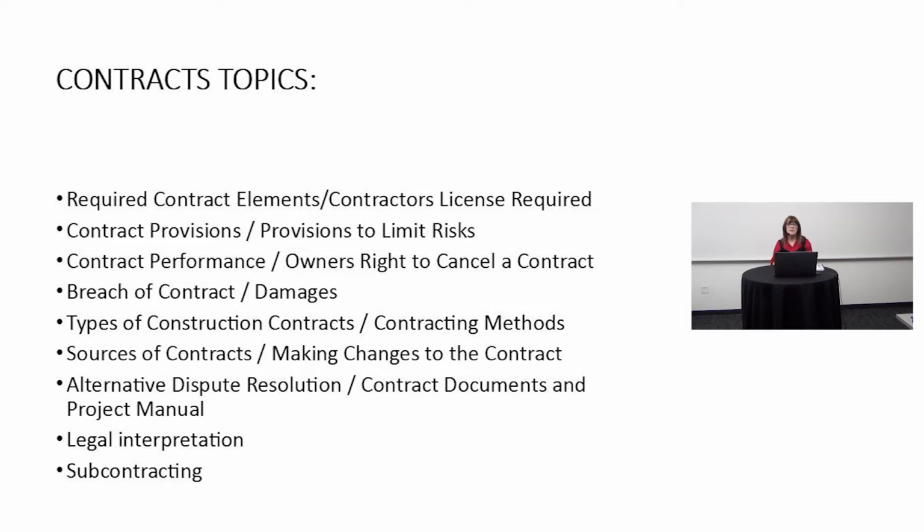Here's our chapter outline. Required contract elements, contractor's license required, contract provisions, provisions to limit risks, contract performance, the owner's right to cancel a contract, breach of contract, damages, types of construction contracts and contracting methods, the source of contracts, making changes to the contract, alternative dispute resolution, contract documents and project manual, legal interpretation, and subcontracting.